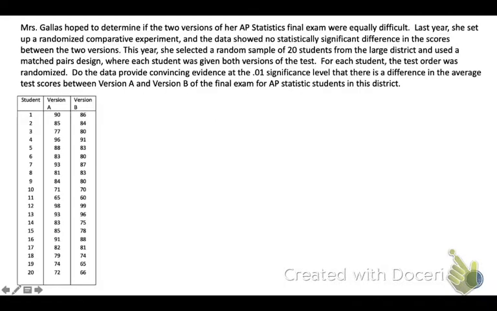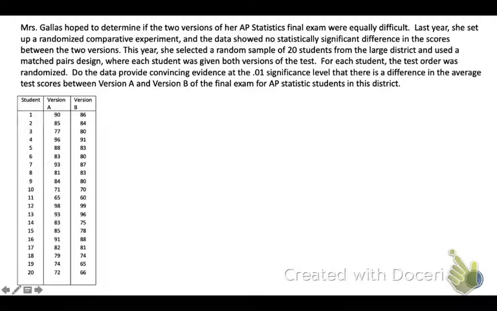Okay, so I'm going to revisit this question about Mrs. Gallus. I'll just read it through quickly. You can advance if you already know this particular scenario. So Mrs. Gallus hoped to determine if the two versions of her AP Statistics final exam were equally difficult. Last year, she set up a randomized comparative experiment, and the data showed no statistically significant difference in the scores between the two versions. This year, she selected a random sample of 20 students from the large district and used a matched pairs design, where each student was given both versions of the test. For each student, the test order was randomized.